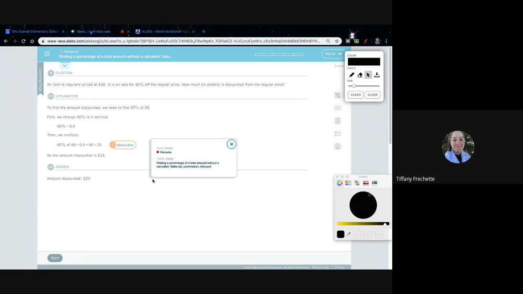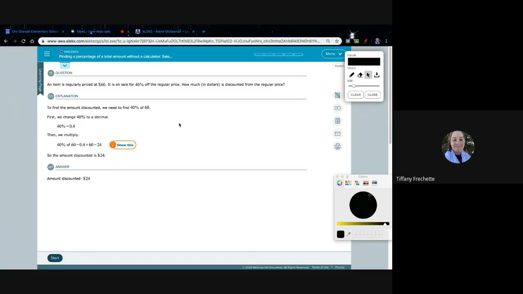Finding a percentage of a total amount without a calculator, sales tax, commission, discount. Okay, so this does say without a calculator, we're going to find the percentage of a total amount without the calculator. All right, so an amount is regularly priced at $60. It is on sale for 40% off the regular price. How much in dollars is discounted from the regular price?